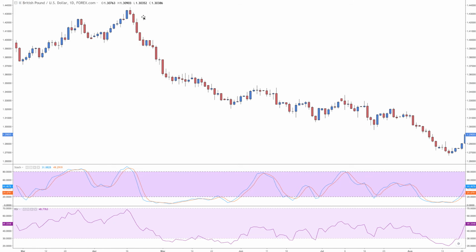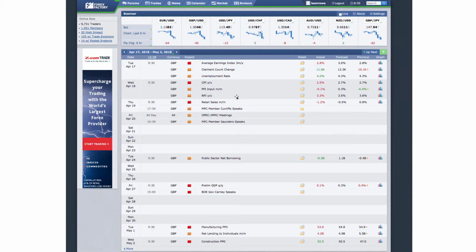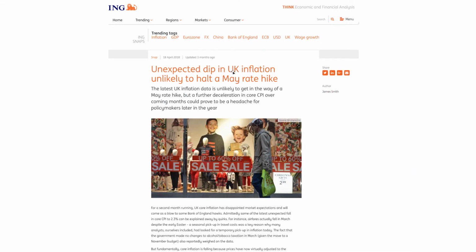So you can see that the move down started around April the 16th. So what caused this move, the pound getting weaker and the dollar getting stronger? If we go to Forex Factory, on Wednesday, April the 18th, we had CPI come out, and CPI was less than forecasted. CPI, which is Consumer Prices Index. In order for the Bank of England to raise interest rates, they needed higher inflation, but it was below the forecasted figure. So the news story coming out was: unexpected dip in UK inflation, unlikely to halt May rate hike.